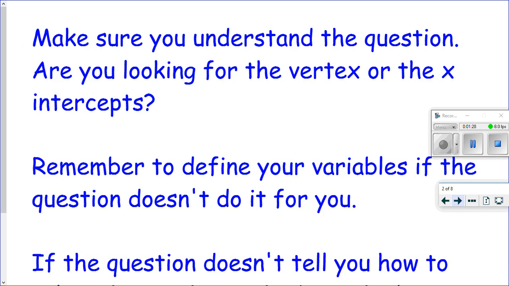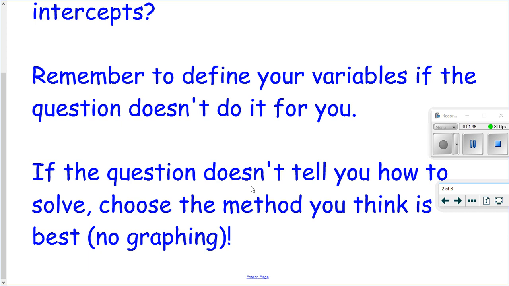Now, make sure you understand the question. Are you looking for the vertex or are you looking for the x-intercepts? We covered that a little bit, and it's still true. Some of the equations will have the variables defined for you. If the variables aren't defined, then you are going to have to do it. If the question doesn't tell you how to solve, then choose the method that you think is the best.